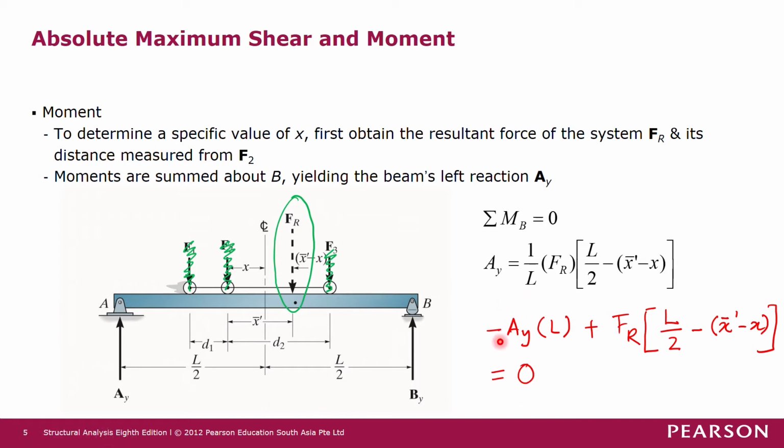Once you solve for this, you'll find that AY is 1 over L times FR times L over 2 minus x bar prime minus x. So this is the solution for AY.